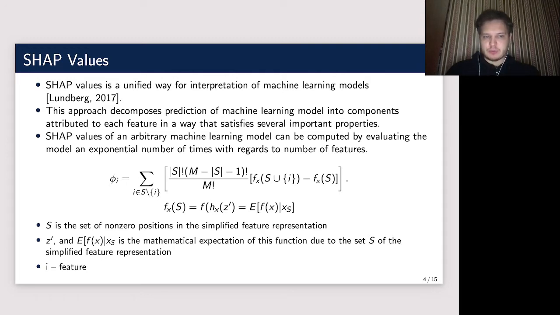This approach decomposes prediction of a machine learning model into components attributed to each feature in a way that satisfies several important properties. SHAP values of an arbitrary machine learning model can be computed by evaluating the model an exponential number of times with regards to number of features. This algorithm can be useful but only in scenarios with a model of small complexity, scenarios with a limited number of features, or scenarios with a big amount of computational resources, which limit the applicability of such an approach.